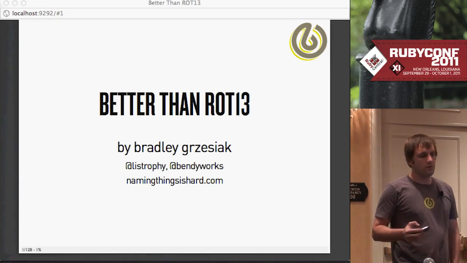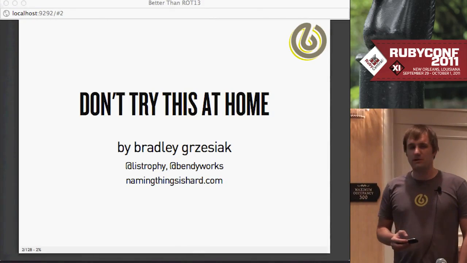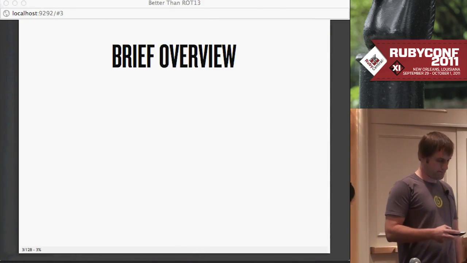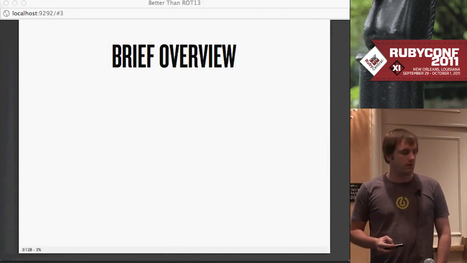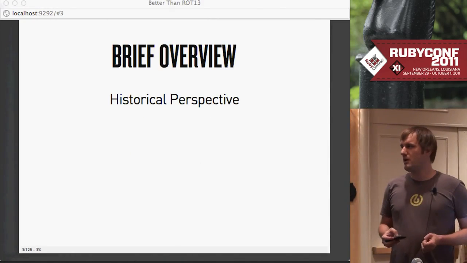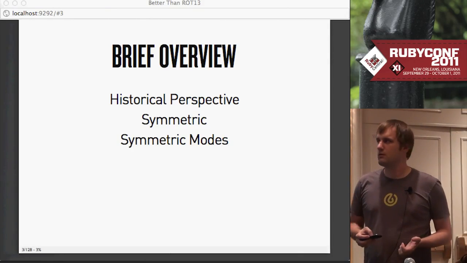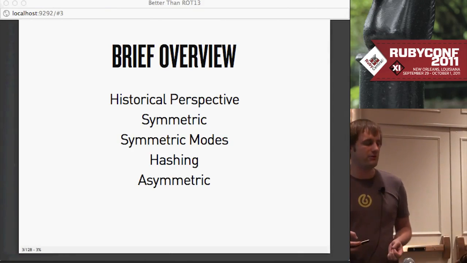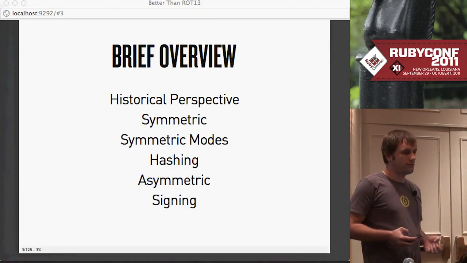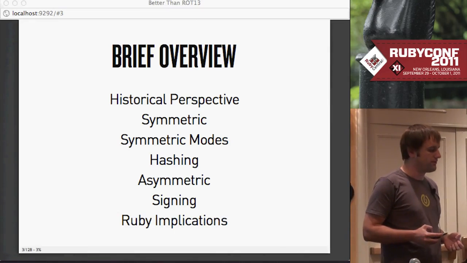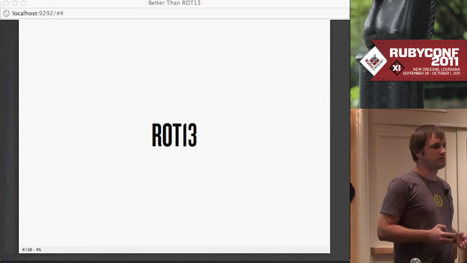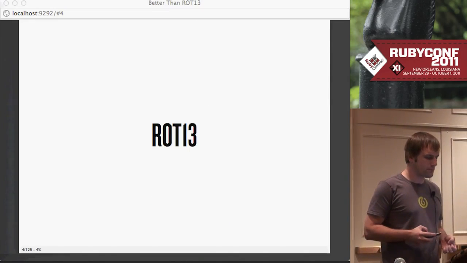namingthingshard.com. So the talk in my title is Better Than ROT13, but it really should be called Don't Try This at Home. A brief overview of what I'm going to talk about is a historical perspective of cryptography, symmetric encryption, modes of symmetric encryption, hashing, asymmetric encryption, signing, and then implications on how that affects Ruby.